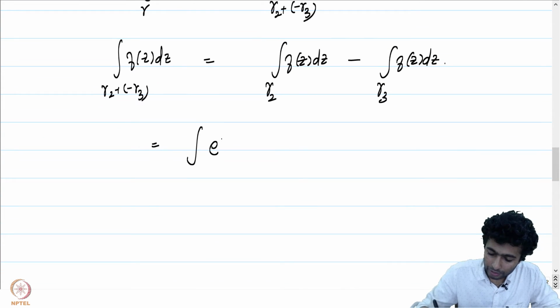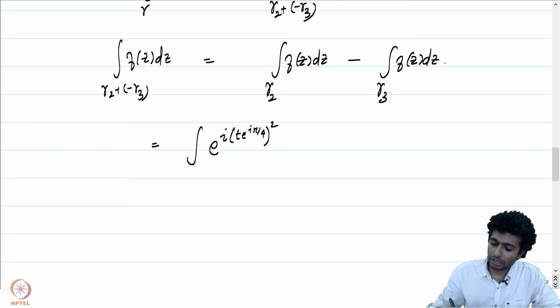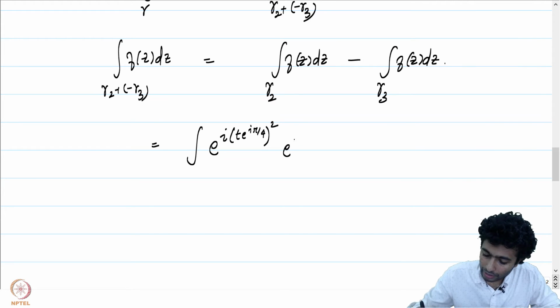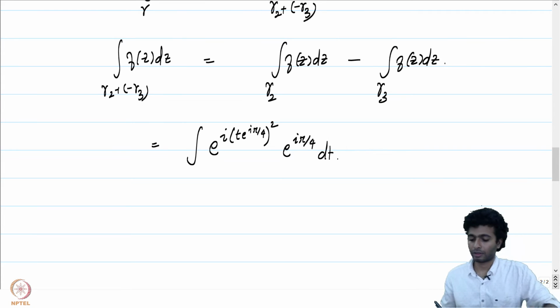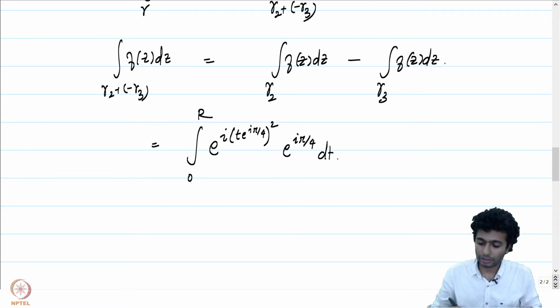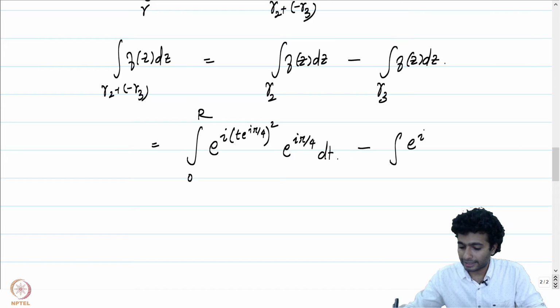So this is going to be e to the power i times gamma of t, which is t e to the power i pi by 4 squared, and gamma prime t dt. Gamma prime t is just e to the power i pi by 4 dt. So that's precisely what we will be getting from 0 to r. That is the first integral. And how about the second integral? The second integral is e to the power i z square.